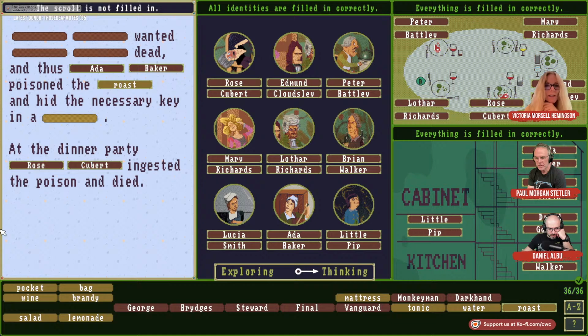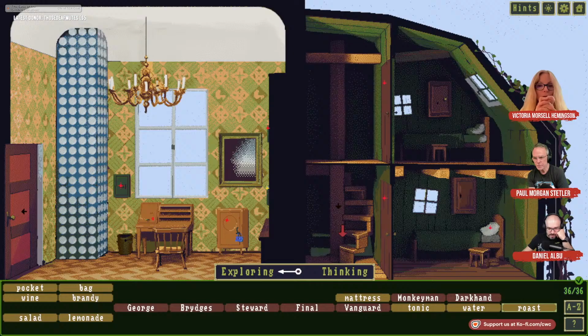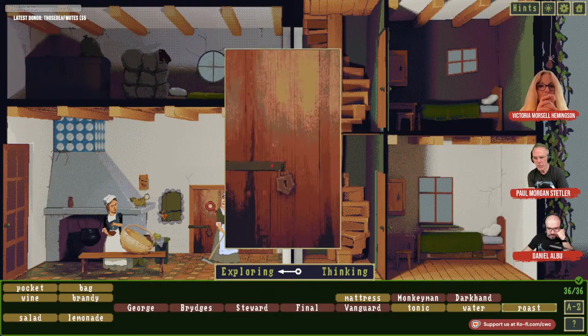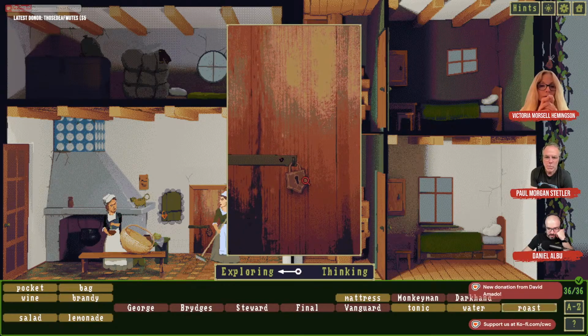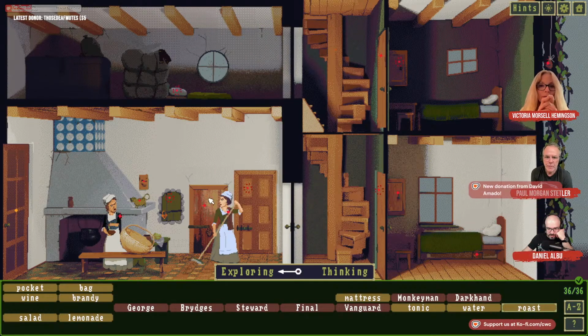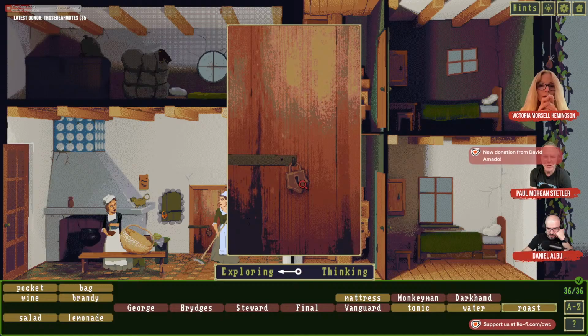Oh, hid the necessary key. If there's a necessary key, it means that it's got to be one of the drinks that was locked up, right? Wait, where's the roast? Yep, the roast is over here. And so Dark Hand Steward wants them dead. That's why we got the note.